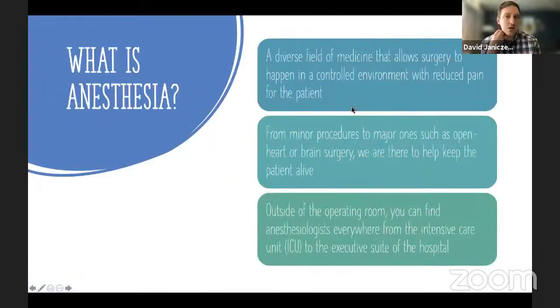So what is anesthesia? From a 10,000 foot view, it's really a diverse field of medicine that allows surgery to happen in a controlled environment with reduced pain for the patient. We're everywhere from the operating room to all types of procedural areas. If you're having a GI scope, a colonoscopy, upper GI scope, anything like that, we're there for the most part, providing patients with sedation and anesthesia care. We also do very intense procedures such as open heart surgery and brain surgery.